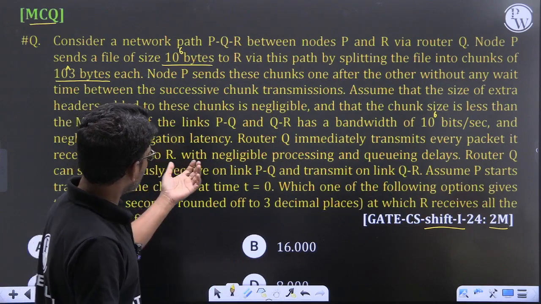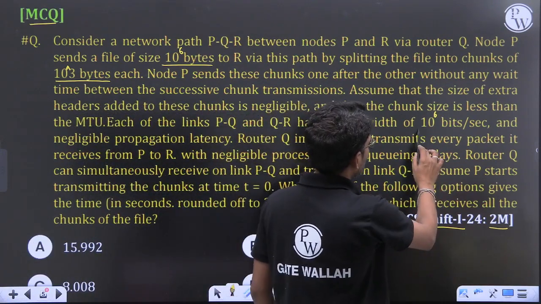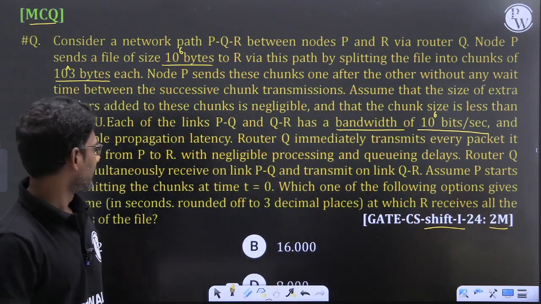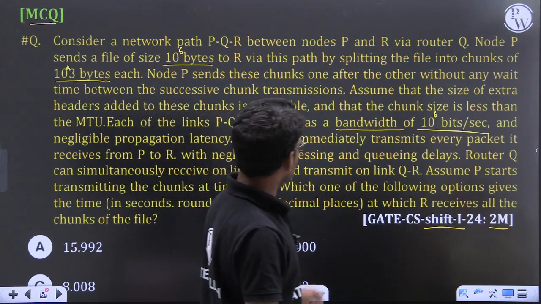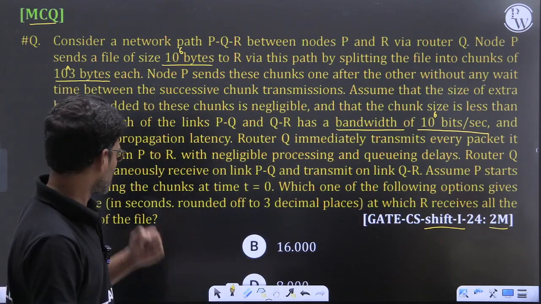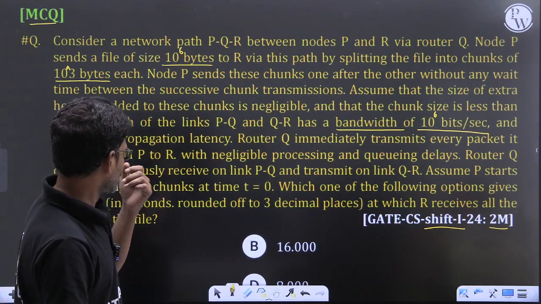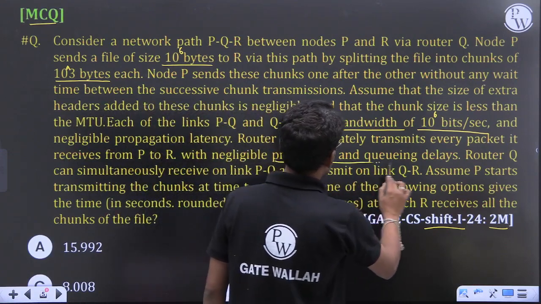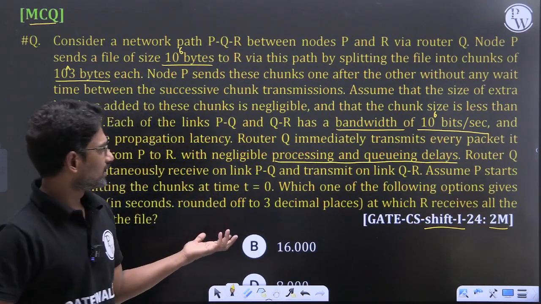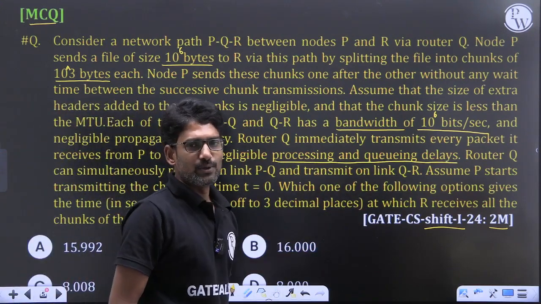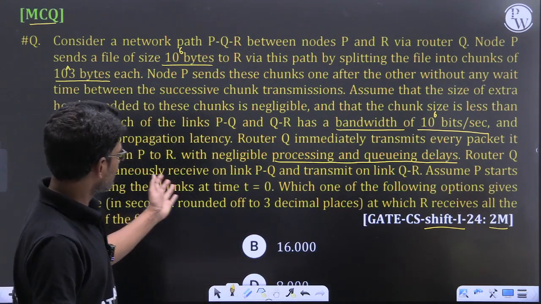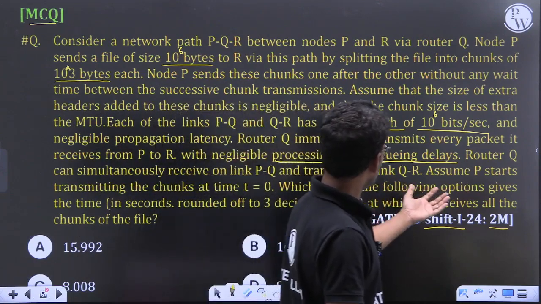Each of the links PQ and QR has a bandwidth of 10 power 6 bits per second and negligible propagation latency. Router Q immediately transmits every packet. That means there is no further processing delay at the router either, so negligible processing and queuing delays. That means we have to consider only transmission delay, because propagation delay is neglected, and processing and queuing delays are also neglected. Router Q can simultaneously receive on link PQ and transmit on link QR.